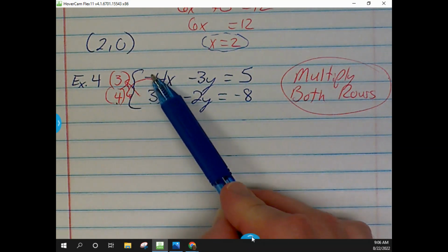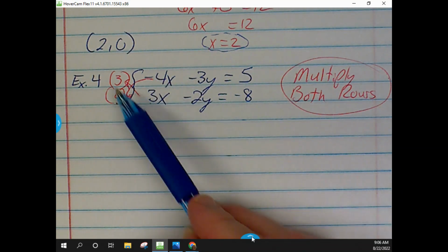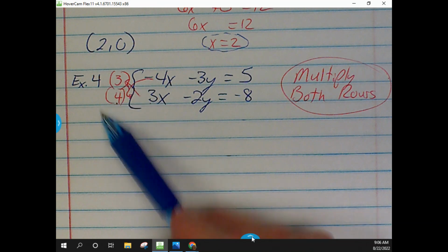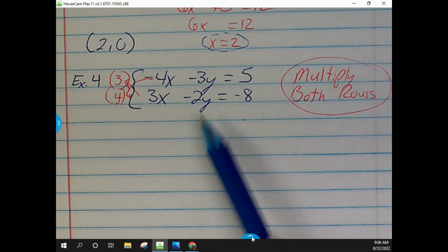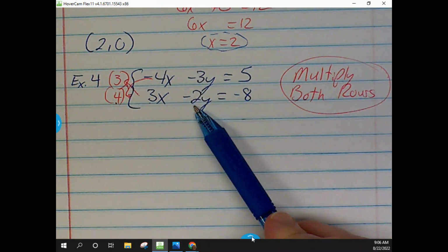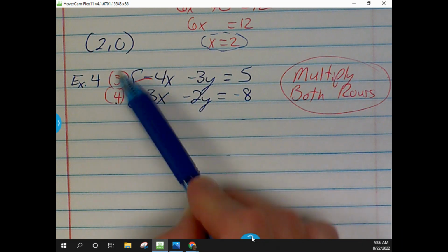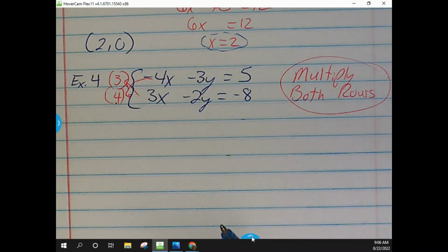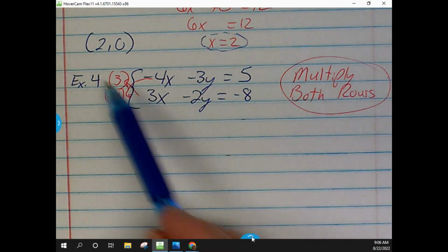If one's already negative and one's already positive, then we don't have to worry about taking these signs out here. We can just do a 3 and a 4. If they're both negative or they're both positive, you're going to have to change one of these. But I always tell people, just look at it first. Go ahead and multiply the top equation first.